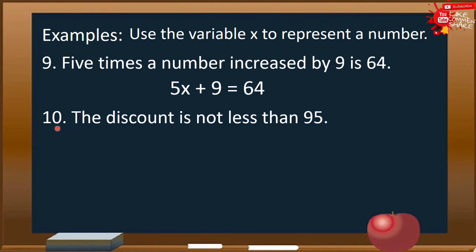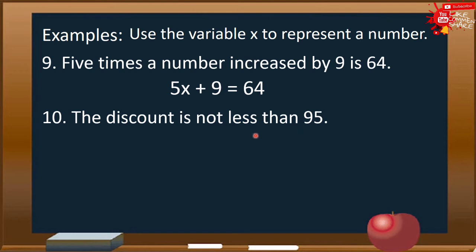Now let us have example number 10. The discount is not less than 95. So we have here a particular number which is discount. So we will represent it as a variable x because we don't have a particular value for the discount. And since discount is represented by a variable x and is not less than 95, ang ibig sabihin nito ay hindi daw bababa sa 95.